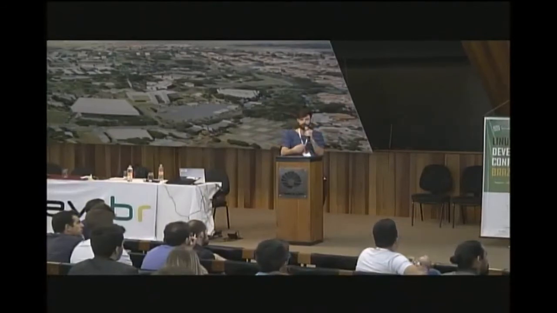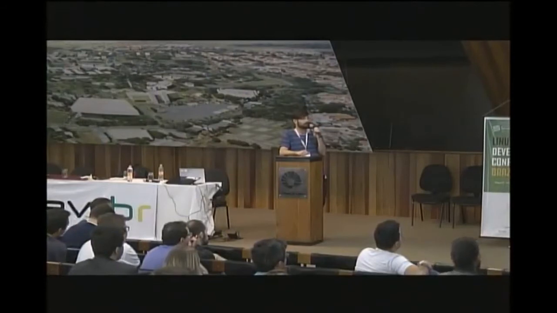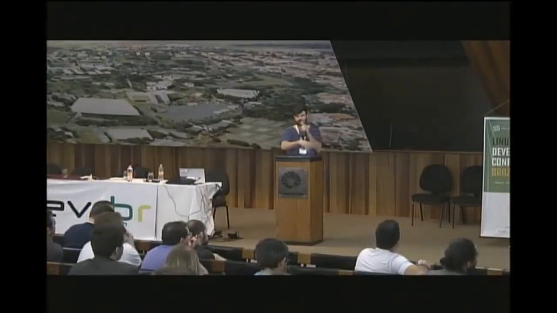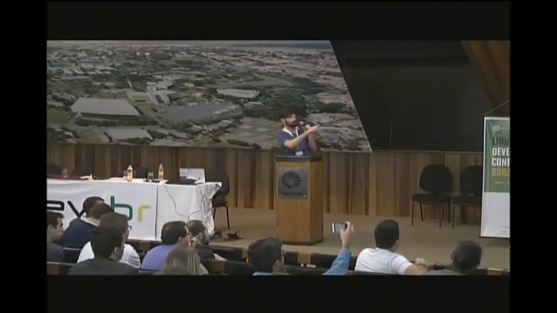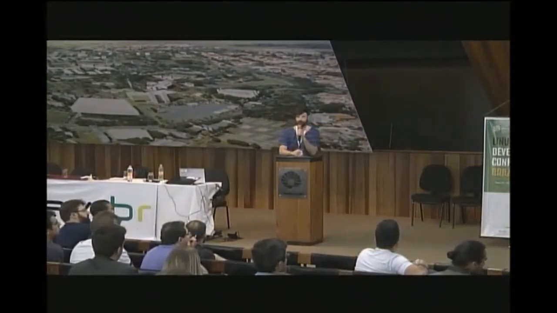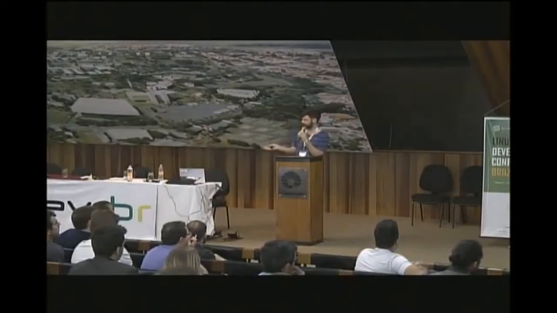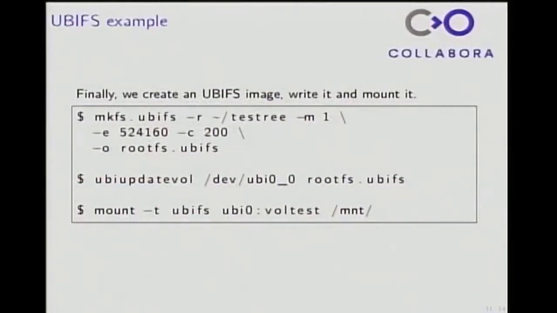Okay, once we have the volume, we can start using it. For instance, we can make some file system using some directory, and then you can write the file system to the UBI volume, and then you mount it, and that's it. It's quite simple. We don't have time, but you can test that. Okay, so that's like the first part. Yes, 5 minutes, I know.